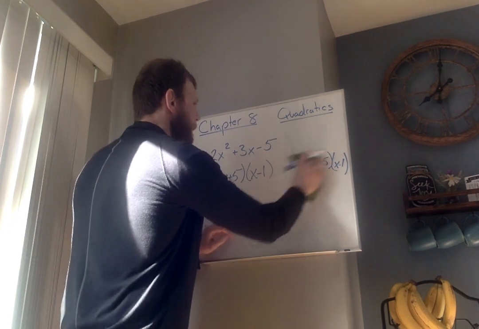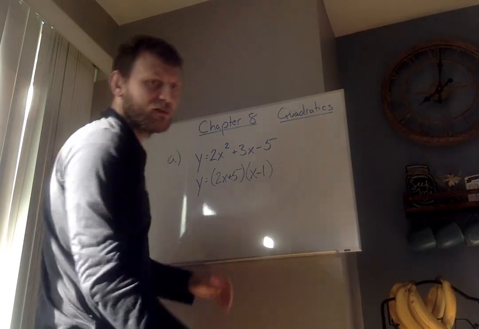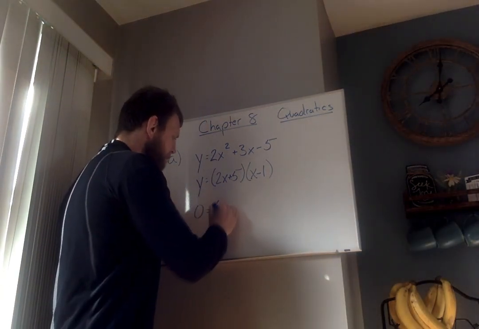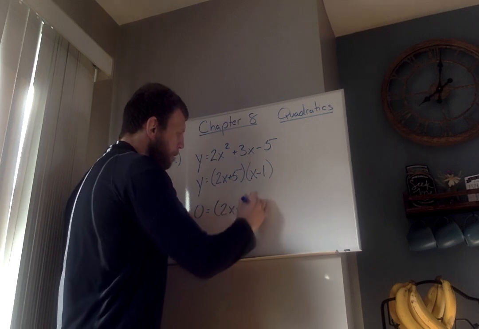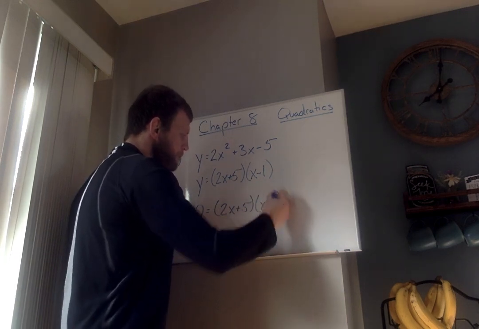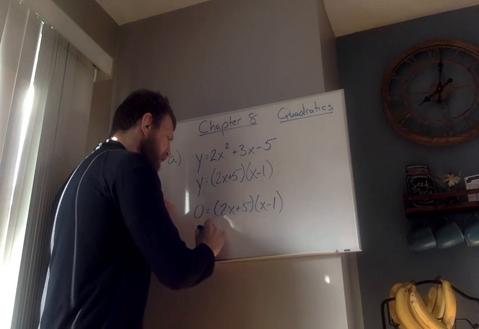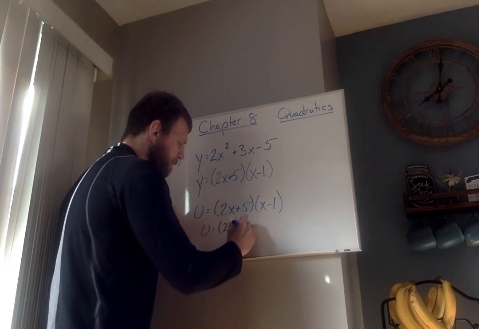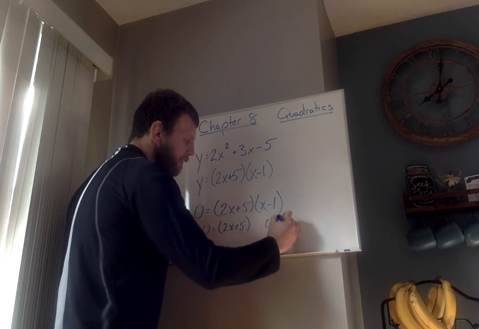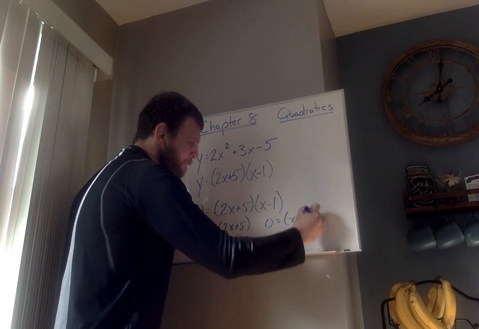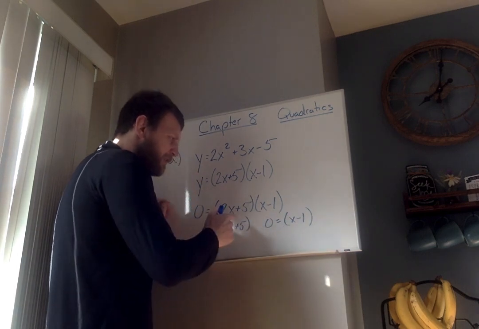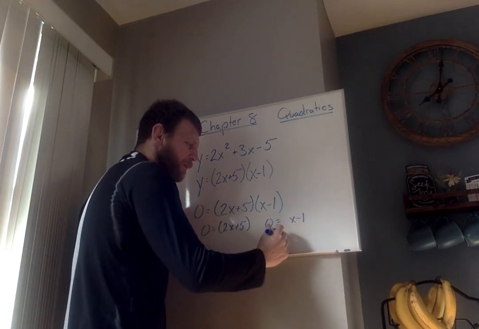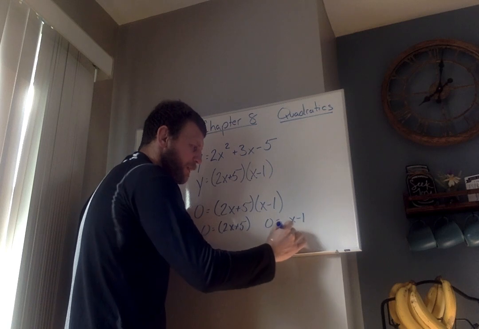All right, now, how do I solve this? Well, basically, I'm going to take 0, plug it in there. And then what I'm going to do is I'm going to solve each of these. I'm going to solve 0 equals 2x plus 5. I'm going to solve 0 equals x minus 1. So when I do that, let's start over here. And I don't really need the parentheses. I'm just going to add 1 to both sides, and I get x equals 1.